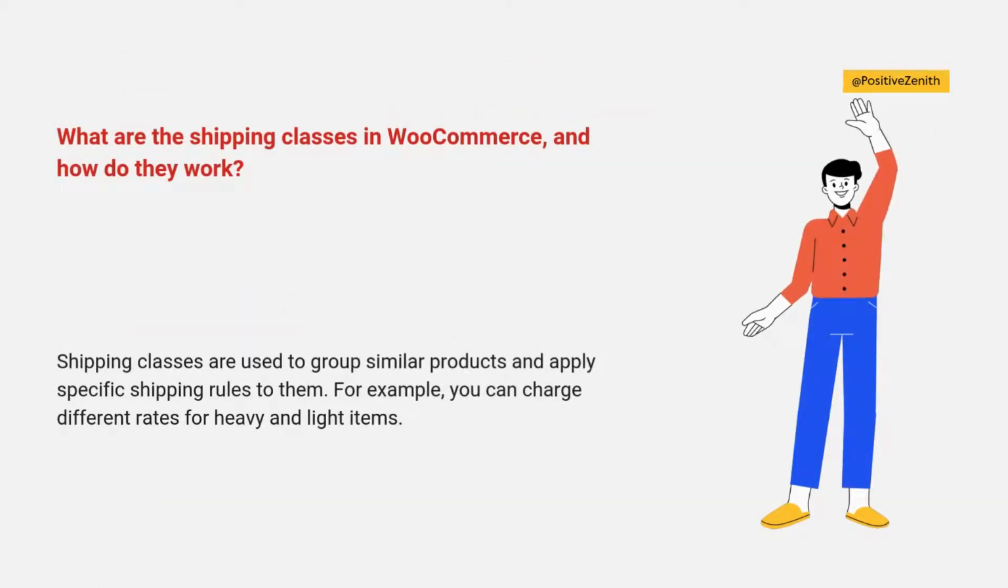What are the shipping classes in WooCommerce, and how do they work? Shipping classes are used to group similar products and apply specific shipping rules to them. For example, you can charge different rates for heavy and light items.